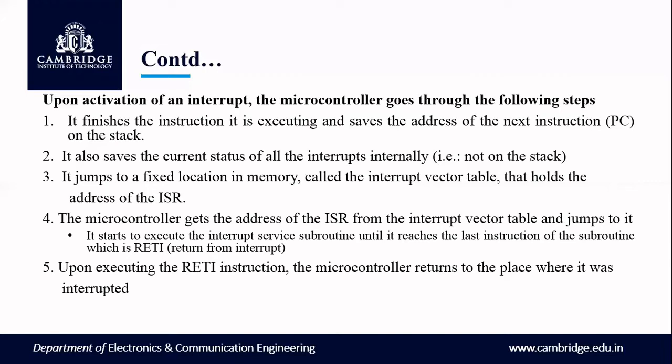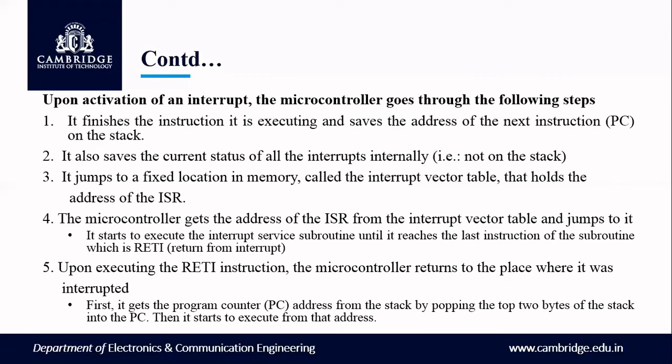Then it will come to the main program, and the normal execution of the main program will take place. So that we need to understand. First it gets the program counter address from the stack by popping the top 2 bytes of the stack into the PC, because 2 bytes means the address is always 16-bit. Then it starts to execute from that address. So this is the procedure.